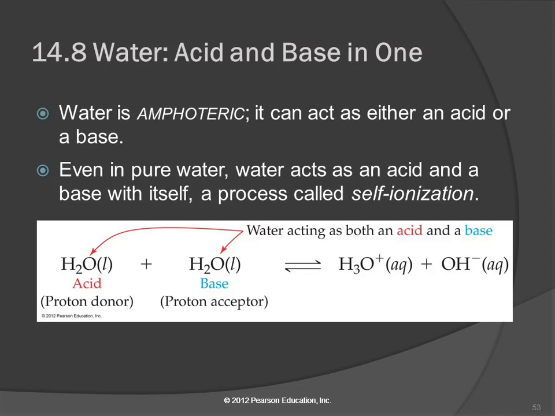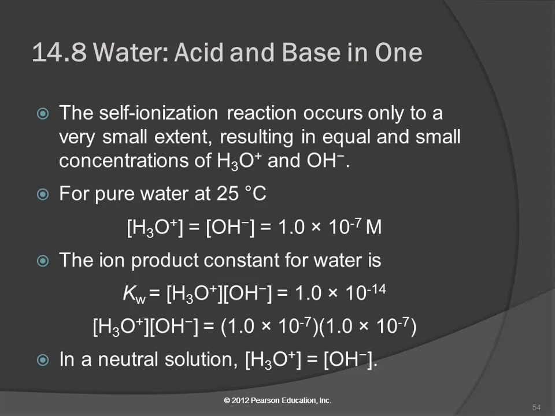And if we look back at this equation, we see that for every pair of water molecules that do that, we're going to get one of these and one of those. So in pure water, these have to be equal, because if you get one, you get the other. So they are equal.